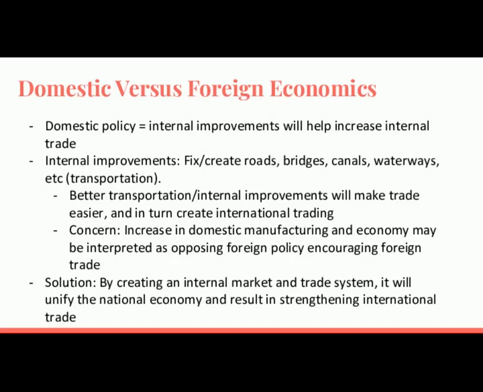So let me give you an example. If you notice where it says right here, if you want to star the second bullet, this is an overall reason that would support internally improving our roads, canals, waterways, etc. The idea is that if we have better transportation and internal improvements, it will make trade easier and then create international trading opportunities. Making our state something that would attract other people is part of our internal improvements.